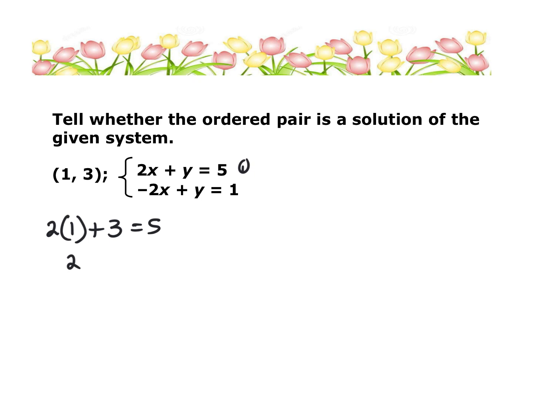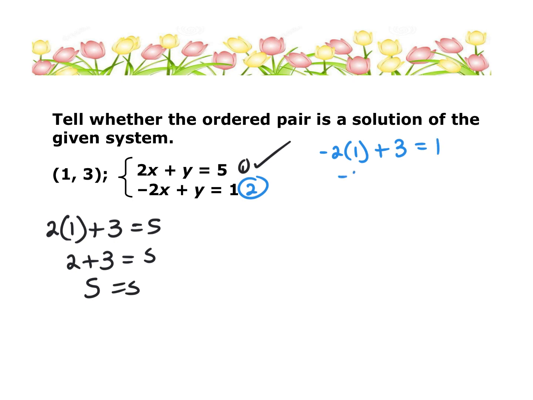2 times 1 is 2, plus 3, then we got 5. 2 plus 3 is 5, and 5 equals 5. So we know equation 1 is true. And I'm going to go ahead and do equation 2. So negative 2 times 1 plus 3 equals 1. Negative 2 times 1 is just negative 2, plus 3. And then we're left with equals 1. Negative 2 plus 3 is equal to 1. So 1 equals 1, therefore this is a solution.